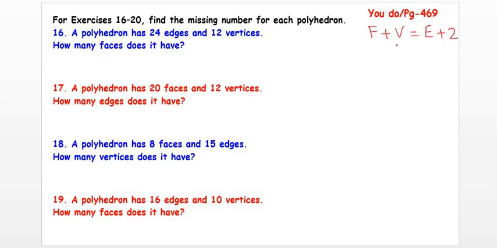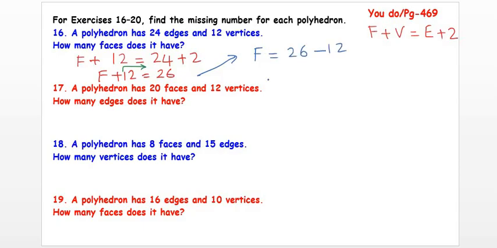Now we are given the number of edges 24, so it means you will replace this E by 24, so 24 plus 2 will become 26. And on the other side we are trying to find the number of faces, so F plus vertices are 12 equals 24 plus 2, so it will become F plus 12 equals 26. And now you will move this 12 to the other side, so you will have number of faces equals 26 minus 12, so it will give you 14. So it will have 14 faces.